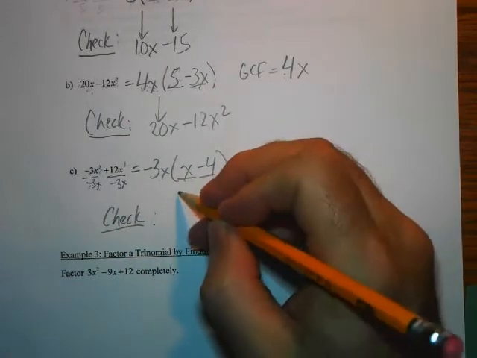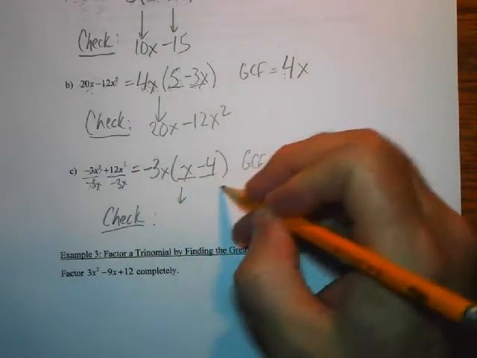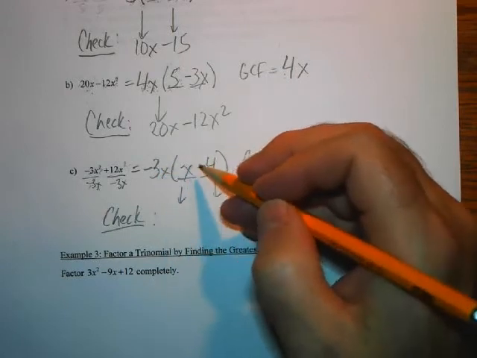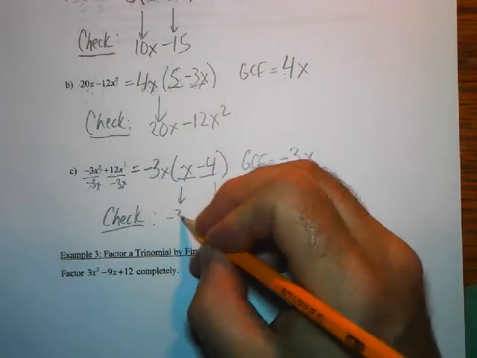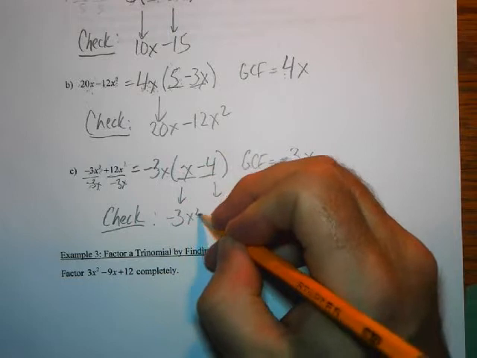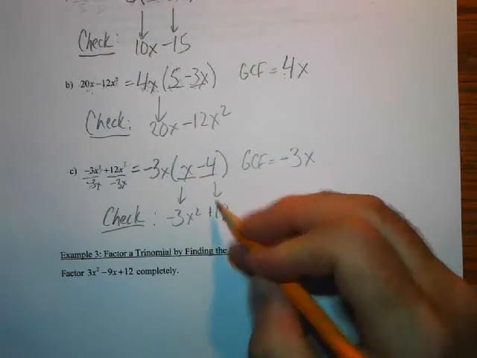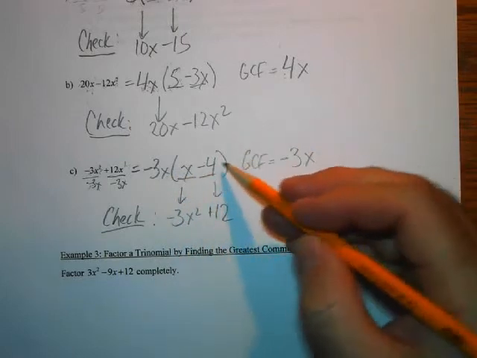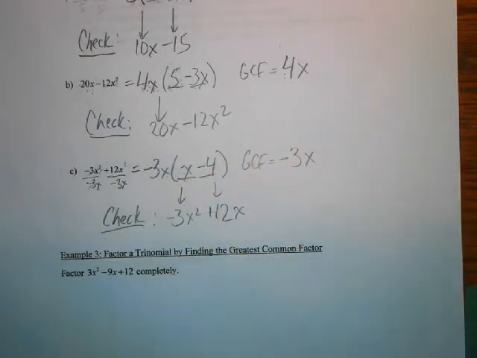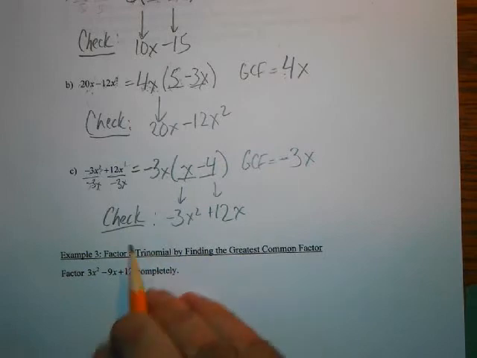If I was to multiply the first term, I get negative 3 times 1, that's negative 3. x times x is x squared. This term, negative 3 times negative 4, positive 12. x times, well, there's no other x there, so it's just the 1x. And that is the original question, so we know we got it right.